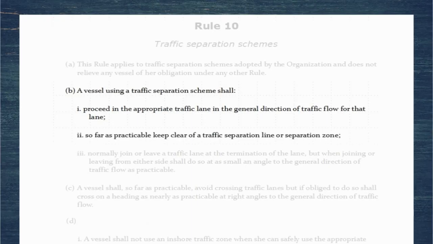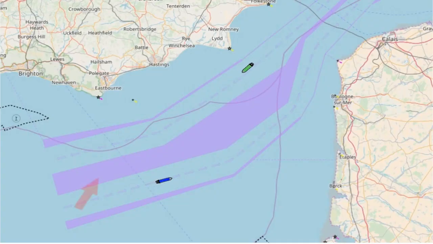So far as practicable, keep clear of a traffic separation line or separation zone. Separation lines and zones are the magenta areas on the chart. Clearly the bit between the lanes is the separation zone and the bits at the edges are the separation lines.